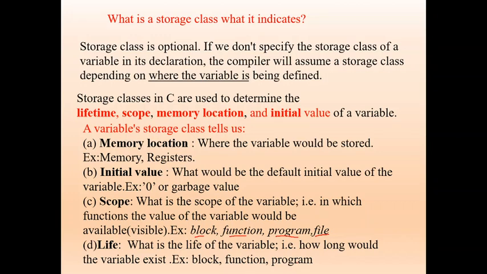Program: the variable resides its value in the memory as long as the control is in the program. Once the control comes out of the program, it loses its value. So these four properties we use to define the different storage classes. Memory may be registers or memory, memory in the sense RAM. Initial value, scope, life.